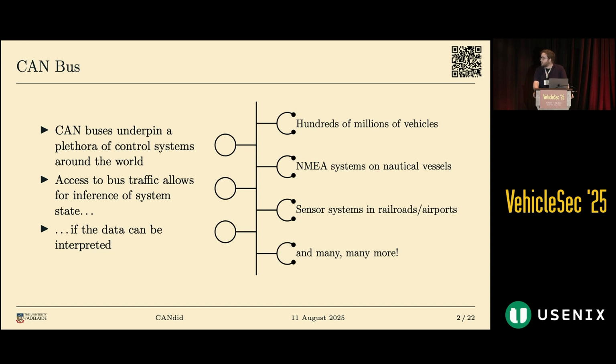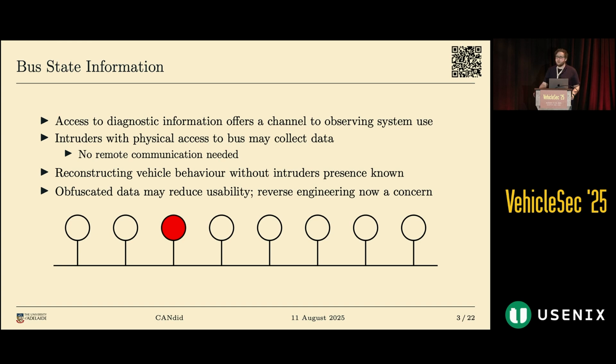And it seems that if you can access one of these systems, you tend to know almost everything that's going on in it, on the condition that you can interpret the data as it's being presented. And so an intruder with physical access to one of these buses should be able to observe almost everything that's going on, and from that, reverse engineer what the system it's associated to, vehicle or whatever, was doing during that time.